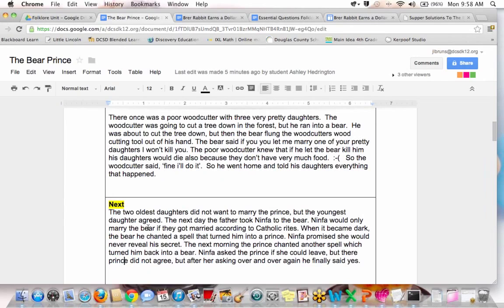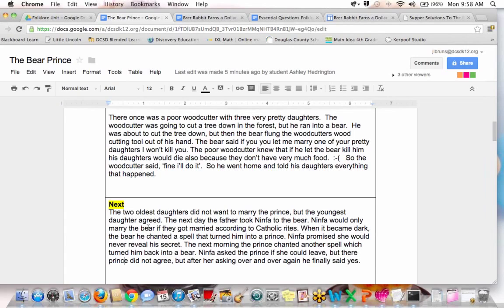The 2 oldest daughters did not want to marry the prince, but the youngest daughter agreed. The next day the father took Nympha to the bear. Nympha would only marry the bear if they got married according to Catholic rites. When it became dark, the bear chanted a spell that turned him into a prince. Nympha promised she would never reveal his secret. The next morning, the prince chanted another spell, turned him back into a bear. Nympha asked the prince if she could leave, but the prince did not agree. After her asking over and over again, he finally said yes.